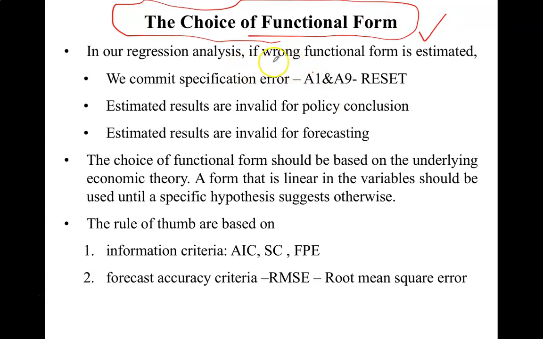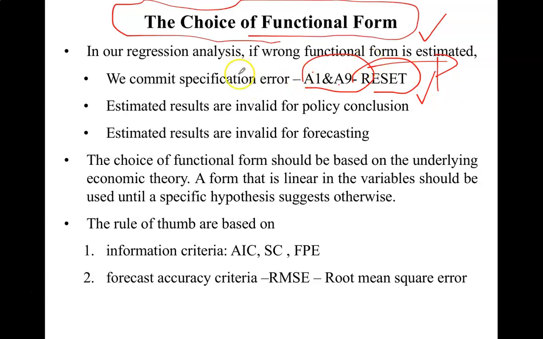In our regression model, if the wrong functional form is estimated, we commit a specification error. Remember assumption number 1 and assumption number 9. The test that is very much related to specification error is the Ramsey RESET, which I introduced in chapter number 6. I have not yet shown you how to do it in EViews; we'll do that in the next few videos.